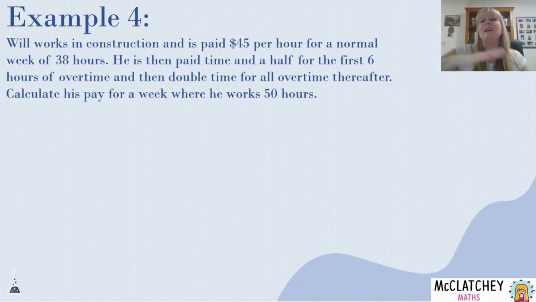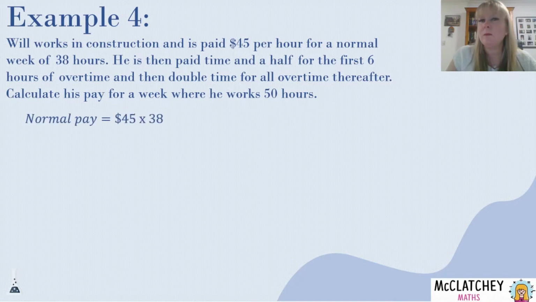And then everything after those first 6 hours of overtime, he's going to be paid double time, which means his wage of $45 an hour will double. He'll get paid $90 an hour for those extra hours of overtime. That's pretty fantastic.